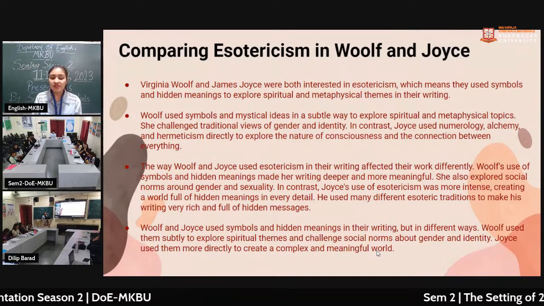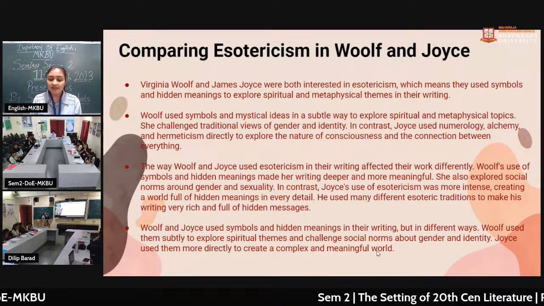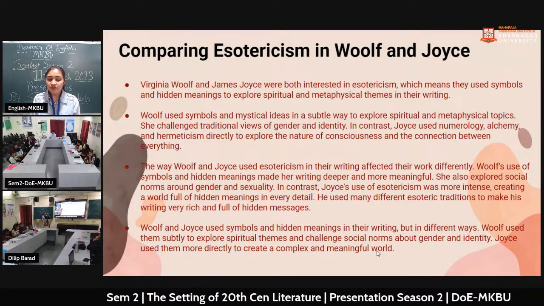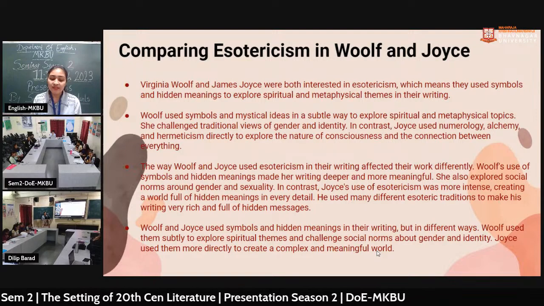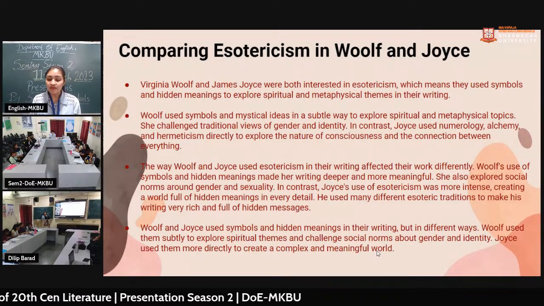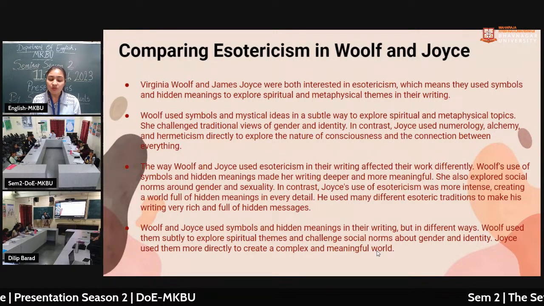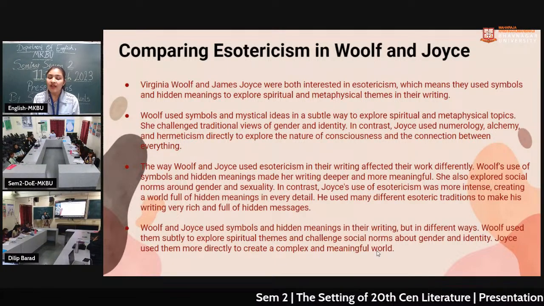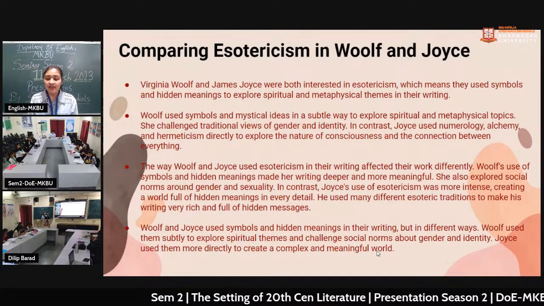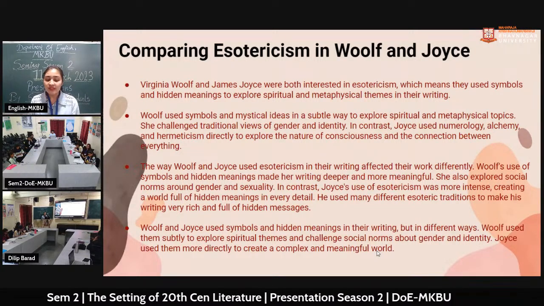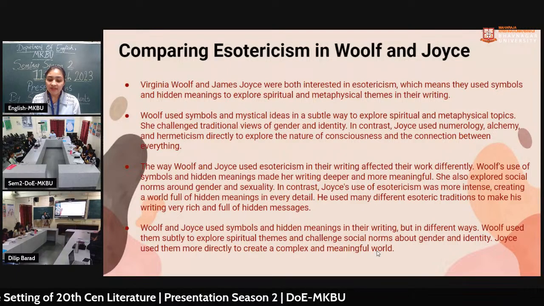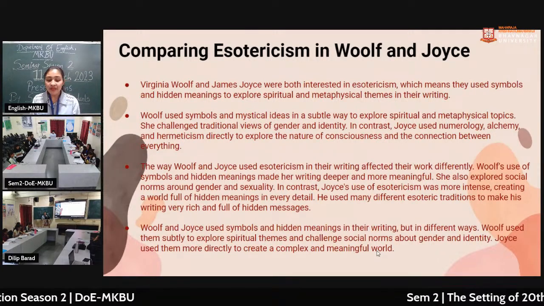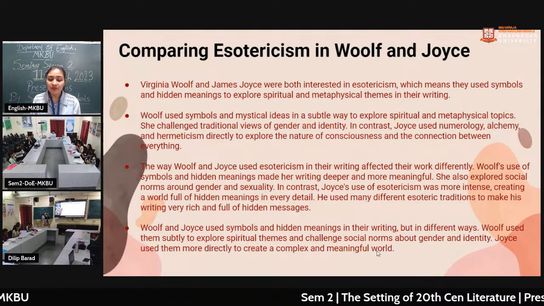The way Woolf and Joyce used esotericism in their writing affected their works differently. Woolf's use of symbols and hidden meaning made her writing deeper and more meaningful. She also explored social norms around gender and sexuality. In contrast, Joyce's use of esotericism was more intentional, creating a world full of hidden meaning in every detail. He used many different esoteric traditions to make his writing very rich and full of hidden messages.